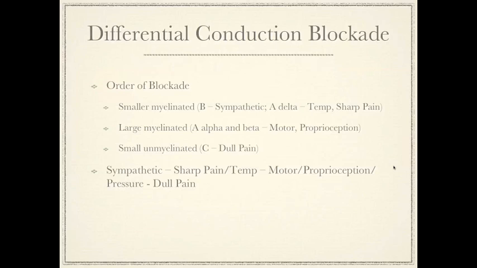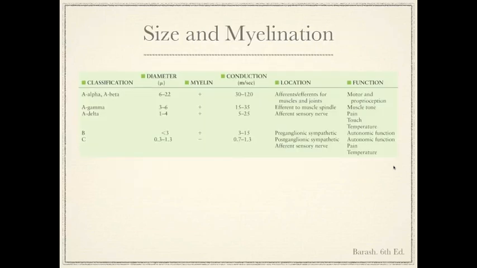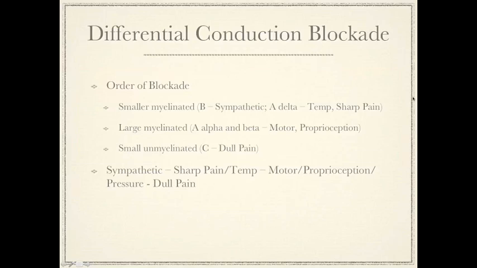So first, these smaller myelinated nerves are blocked. And these tend to be the B fibers, the A delta fibers, which mediate sympathetic function, temperature, sharp pain. Then we block the larger myelinated fibers. These are the A alpha, A beta fibers, larger diameter, myelinated, which mediate motor and proprioception. Then lastly, you block the smaller unmyelinated fibers. And these are the C fibers, which mediate dull pain.